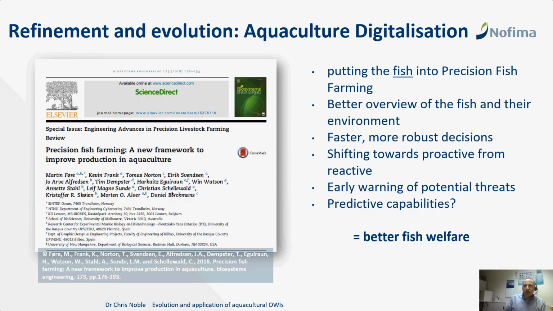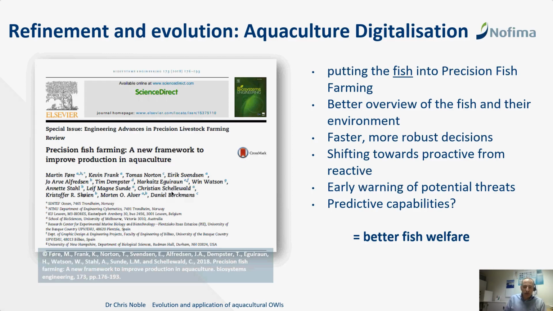Another approach you can take with regard to refinement and evolution of welfare indicators is digitalization. In the next part of the presentation, I'm going to look at how we measure welfare right now and how we can measure it in hopefully the very near future. How we can improve the operational applicability, repeatability, accuracy and precision of the indicators that we have.